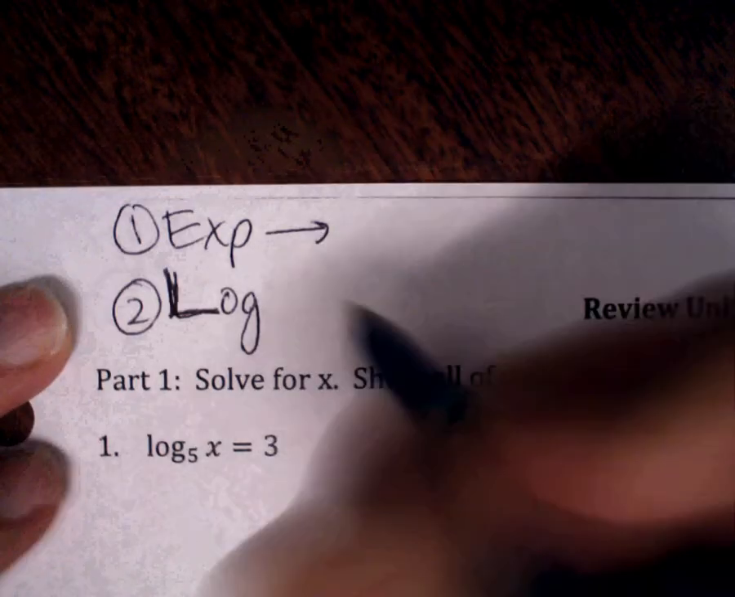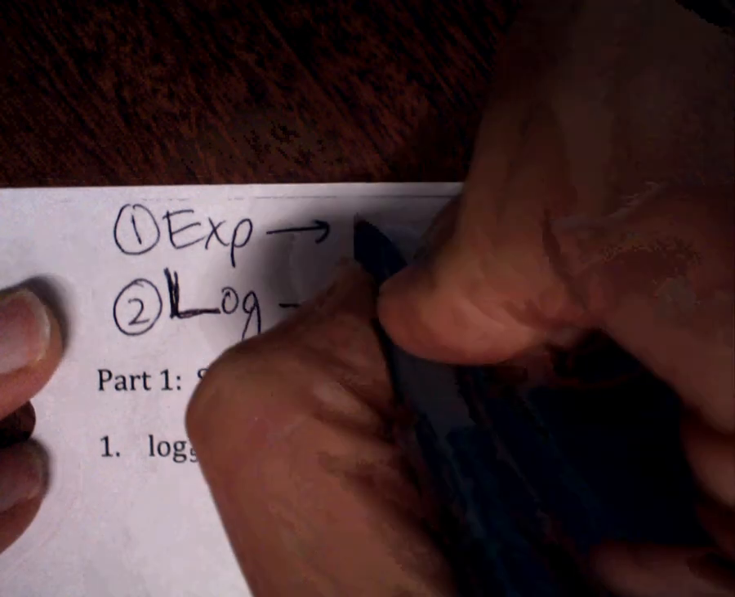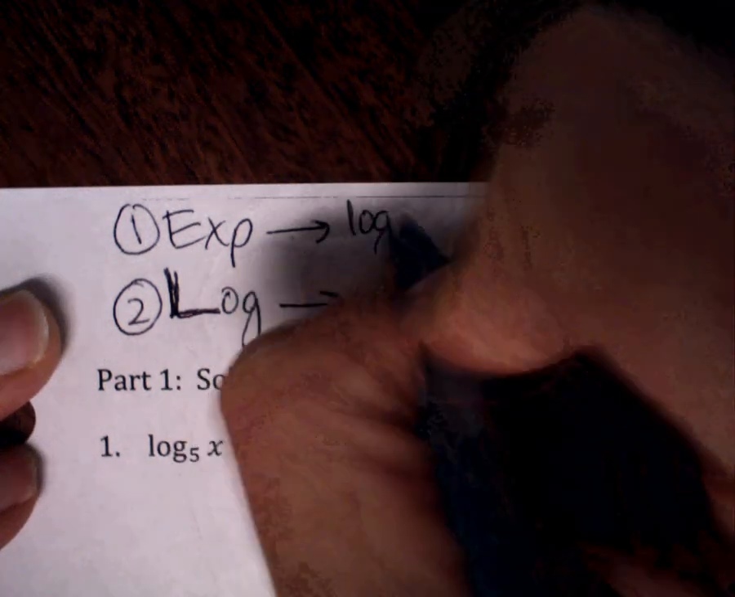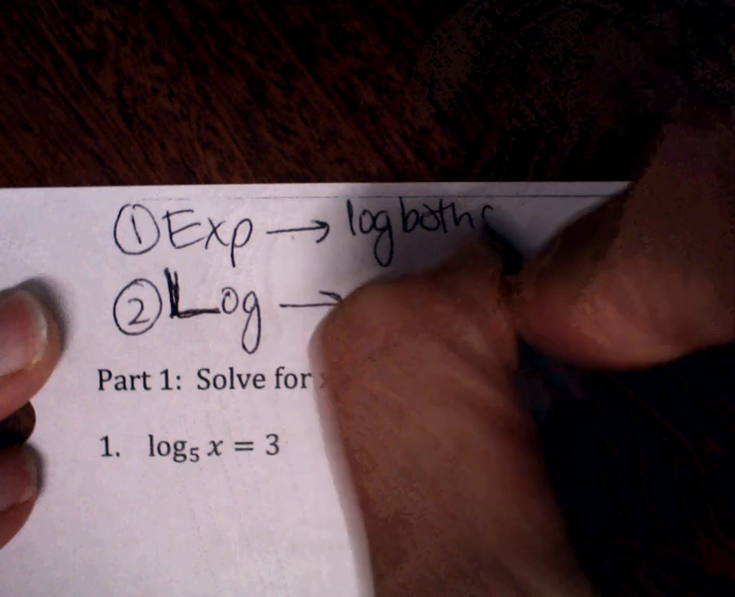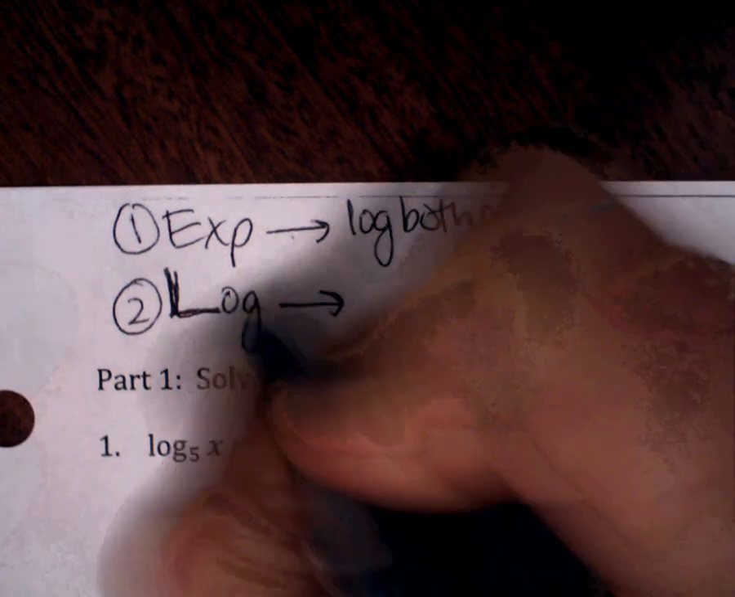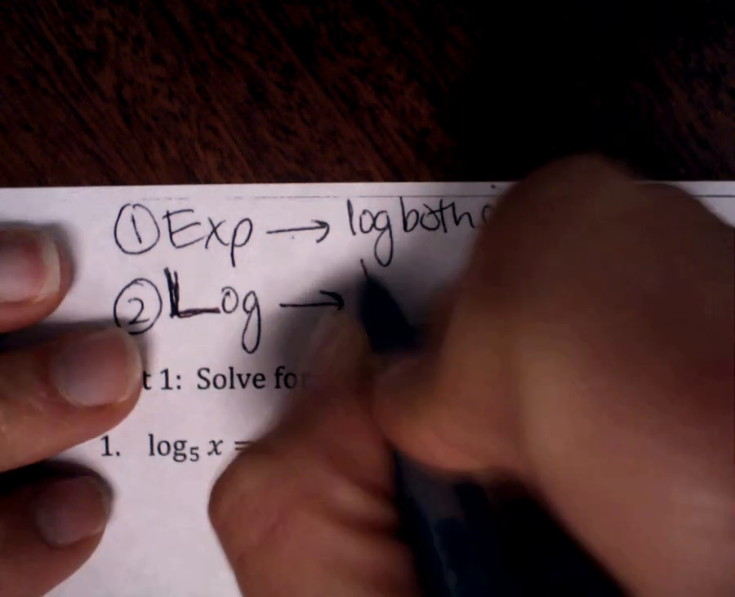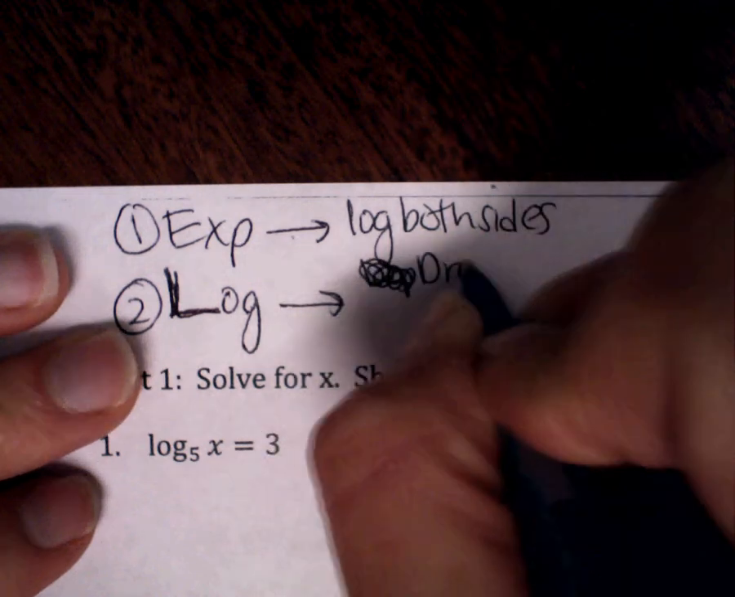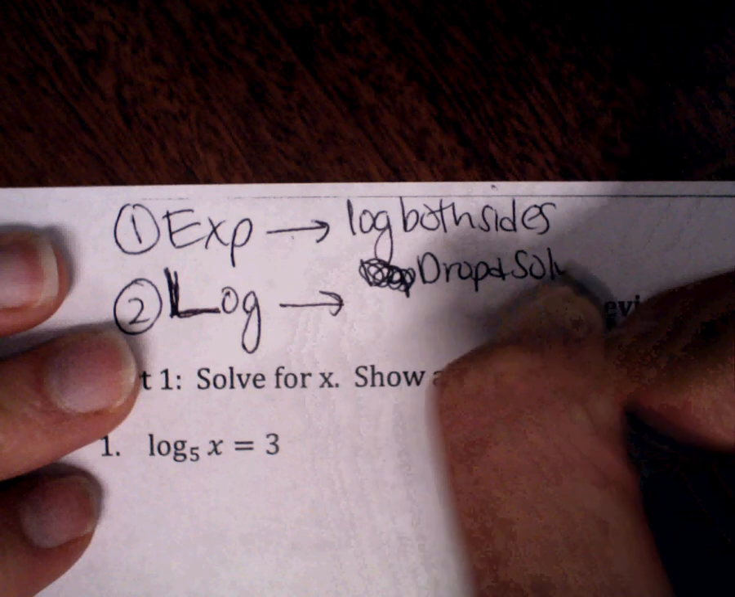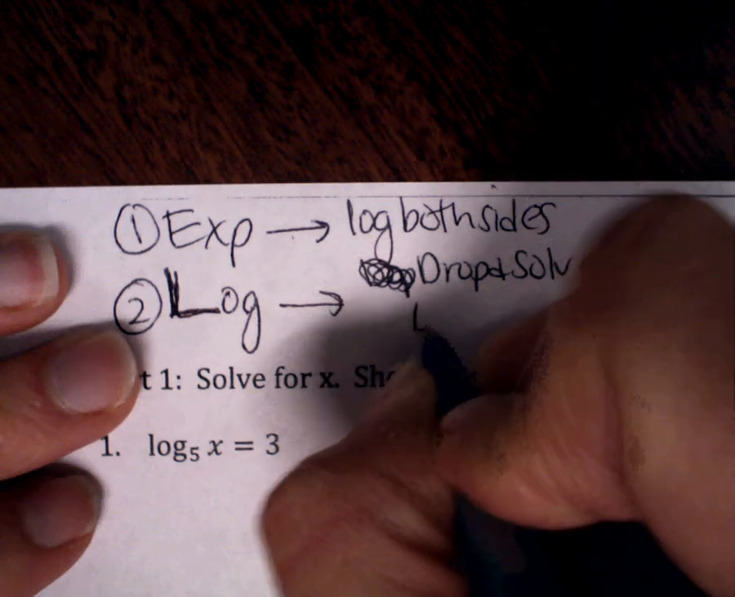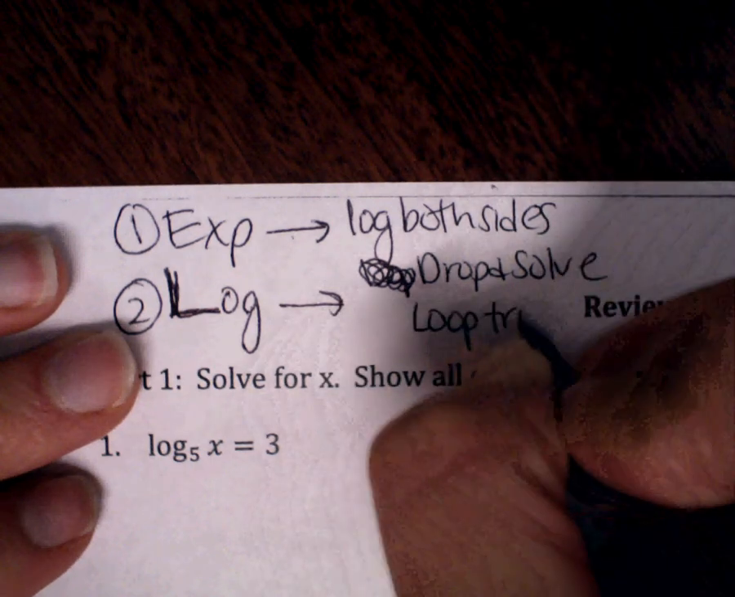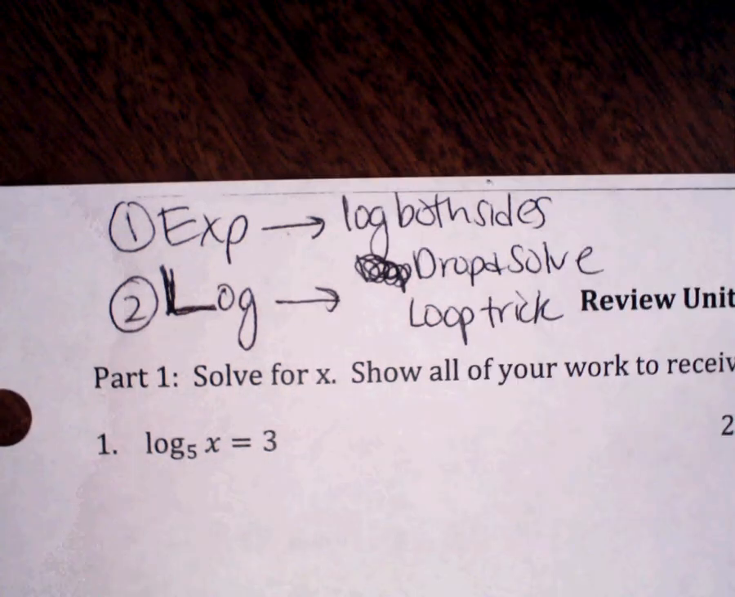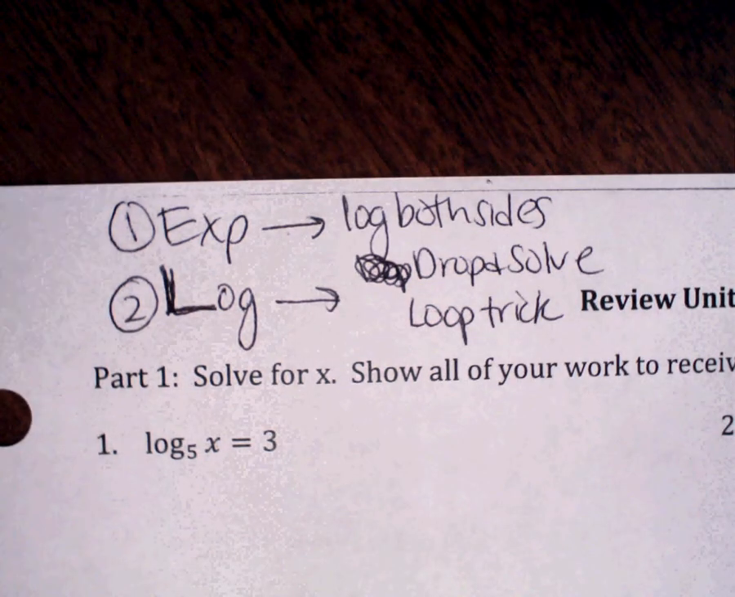Okay, so on exponential solving, eventually you're going to log both sides. On log solving, you have two choices. You're either gonna drop and solve. Ooh, can't write. Or you're gonna loop trick. Okay, so let's start with our exponential ones.